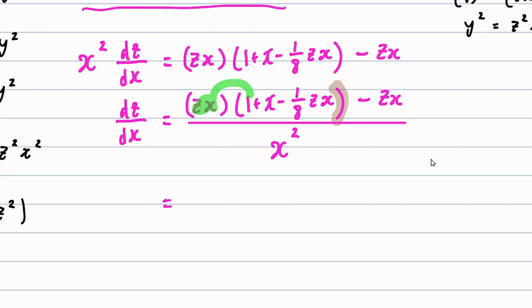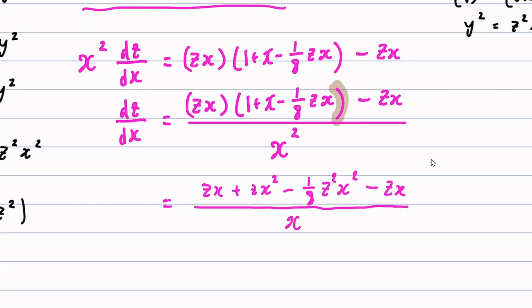Distributing zx times 1, you get zx. zx times x, you get zx squared. Minus 1 over 8 times z squared x squared. Then minus zx. This part okay? What's missing? The x squared at the bottom, exactly. Good. So anything to cancel? Yes, zx minus zx.